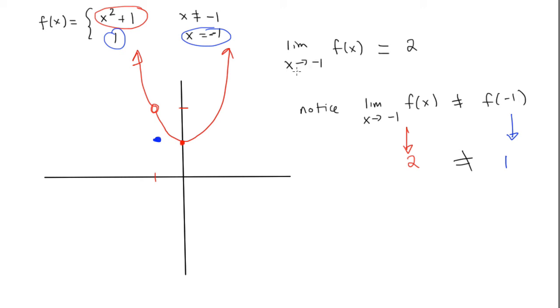Now for nice functions, and we'll talk about this later, these two things do come out to be the same, but there's no guarantee that that's necessarily going to happen, and here's an example where it didn't. So in class we'll just look at more of these and more exotic stuff.